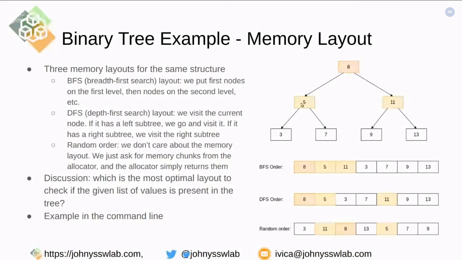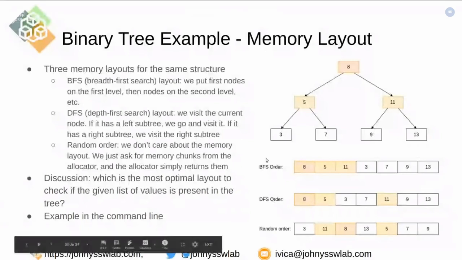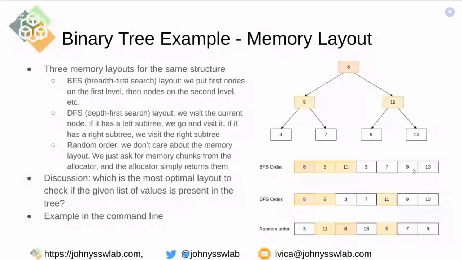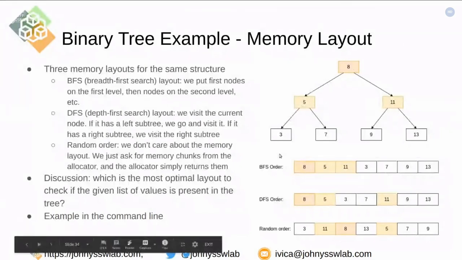Again, if you're accessing 11, then with 50% chance you will access number 9. And you see in the DFS order, 11 and 9 are consecutive in memory. In BFS order, they're not. Actually, 11 and 13, 11 and 9, they're not consecutive at all. So you're getting more cache misses here. So if your data access pattern and your memory layout correspond to one another, that will give you performance improvements, okay?